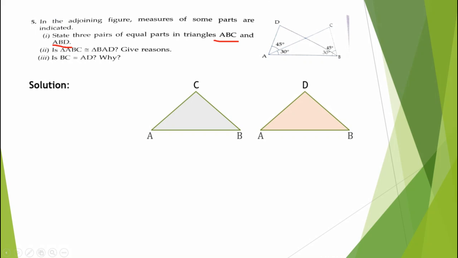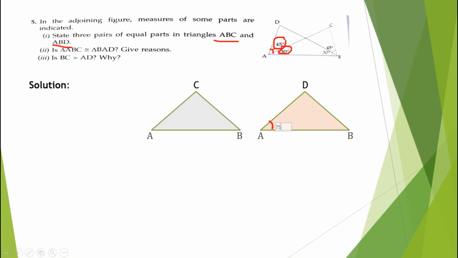So how much is this angle? Look at this angle. In triangle DAB, how much is angle DAB? DAB is 45 plus 30 degrees. So let us add these two, 45 plus 30, we get DAB as 75 degrees. So this angle is 75 degrees.